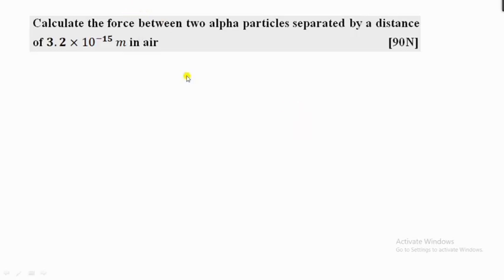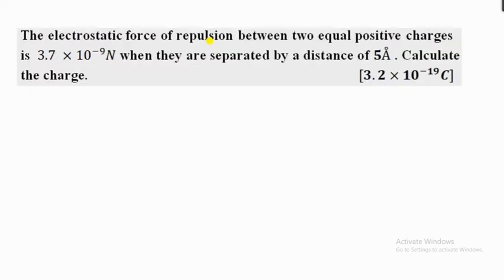Now this is another question, you can try it by yourself. Calculate the force between two alpha particles separated by a distance of 3.2 into 10 to the power minus 15 meter in air. So out here it is given in SI unit. You can do it by yourself the same way I have done the previous question.